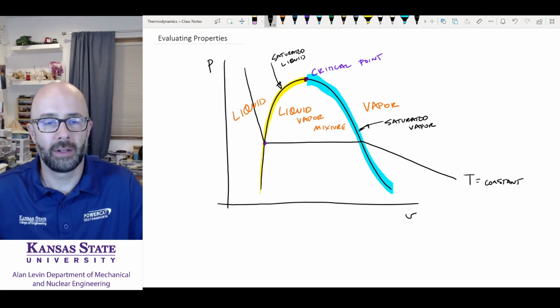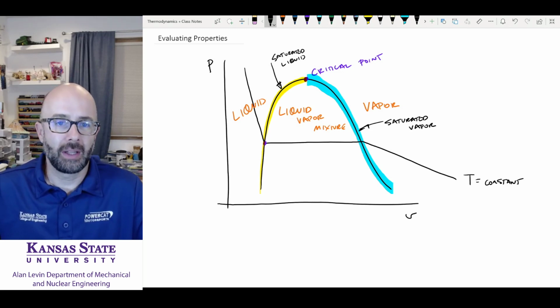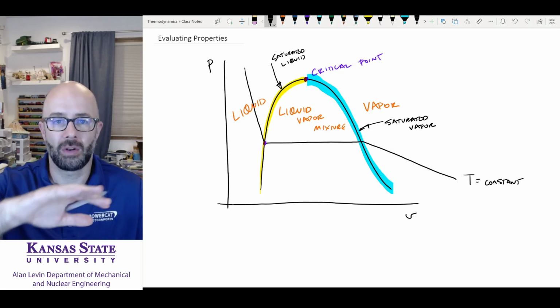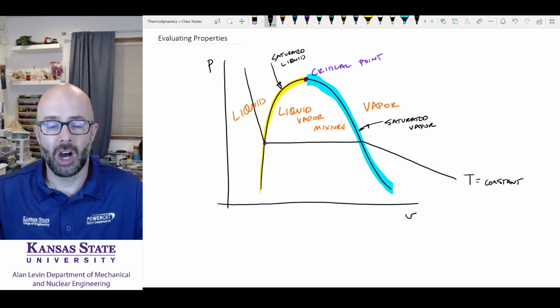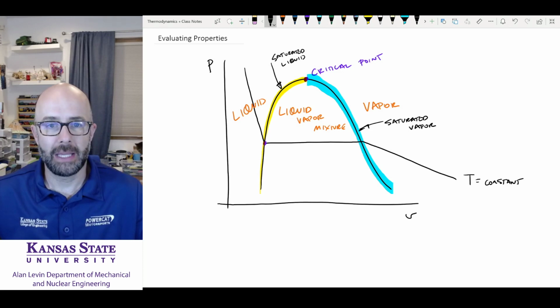Those are very important words. When you see a problem that says you're a saturated liquid, you know you're on that line, past the critical point over to the left. When you're a saturated vapor, you know you're past the critical point, on that line somewhere over there on the right. We need to be able to draw a PV diagram very similar to this, and we need to be able to label these parts of that diagram. Okay, that's a PV diagram.